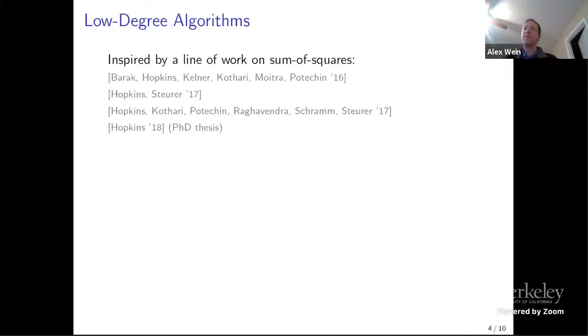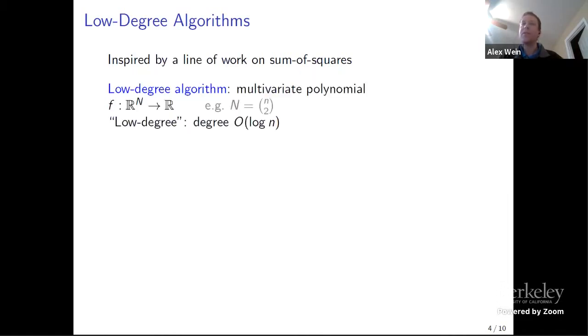And so this idea of thinking of low degree polynomials as a restricted class of algorithms is inspired by this line of work on the sum of squares hierarchy, which has been very influential. When I say a low degree algorithm, I just mean a multivariate polynomial that takes in your whole input and outputs a number. So you can imagine, for instance, if the input is a random graph, there's n choose two variables. You get to take any multivariate polynomial you like in all of these variables. And when I say low degree, you should think logarithmic in the dimension.